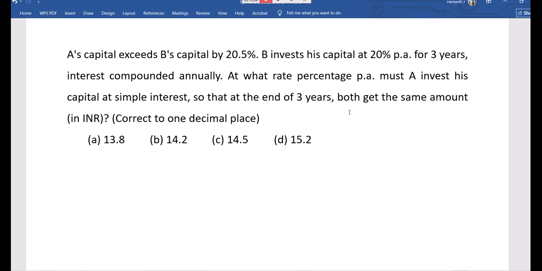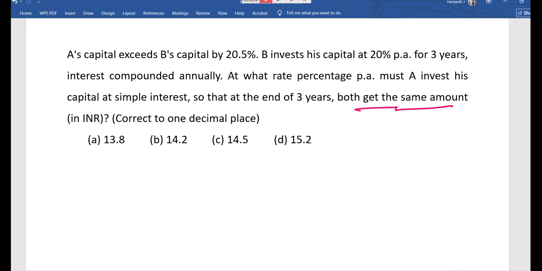Now let's see about this question. Compound interest and simple interest, both are involved. Try this. B is given for compound interest, A is given for simple interest. And please be clear here: the question is that both get the same amount, not the same interest. One of the questions we discussed was only about interest, but here it is about amount. Amount means principal plus interest. So that's the scenario.